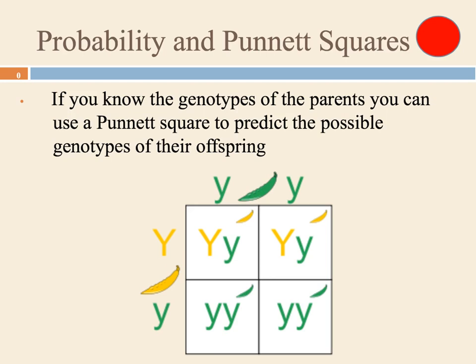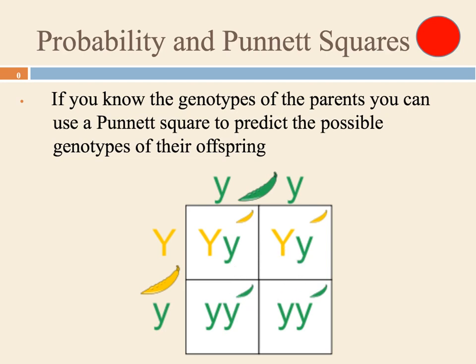And you always want to write the capital letter first, and the lowercase letter is always going to be in the second position. So if you cross these 2 types of pea plants, then this is the possible offspring that will be generated for those individuals.